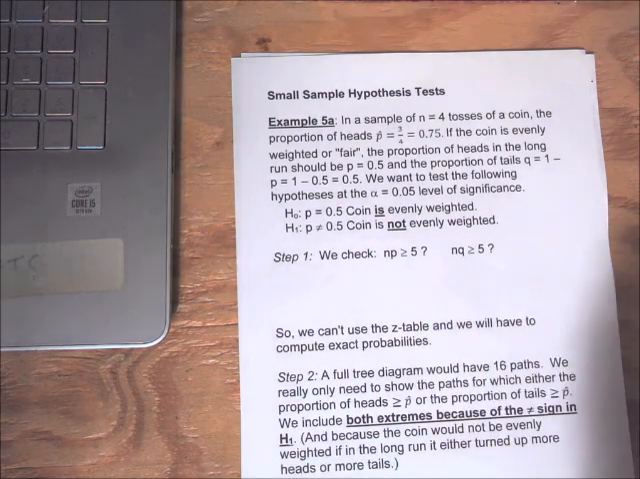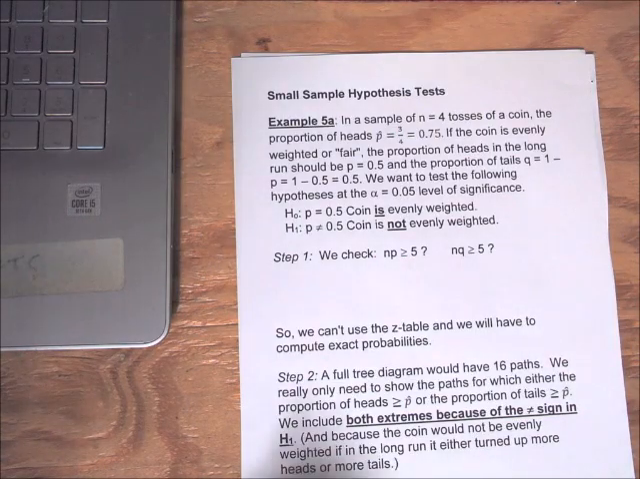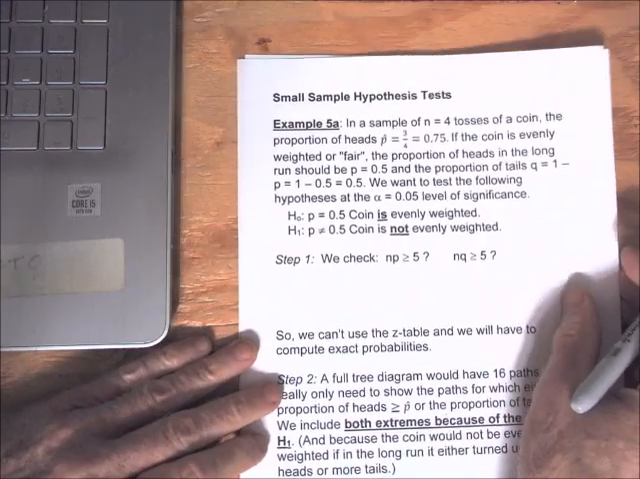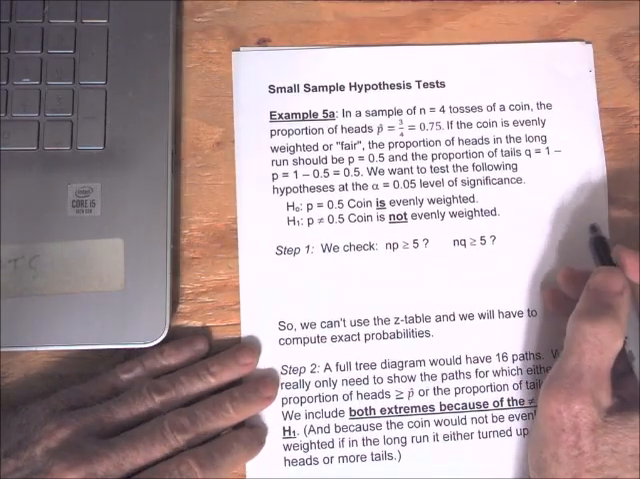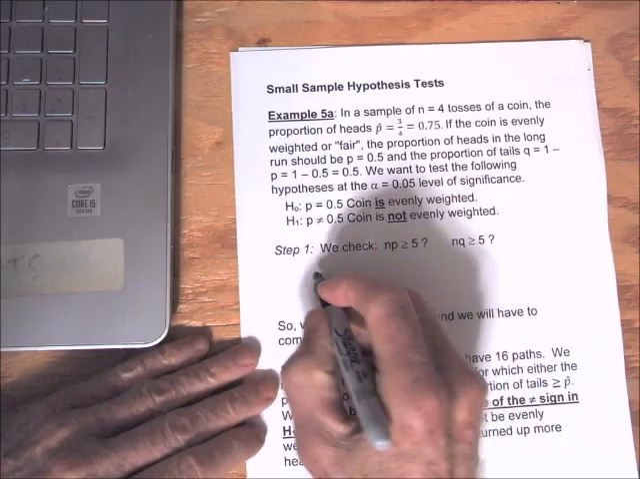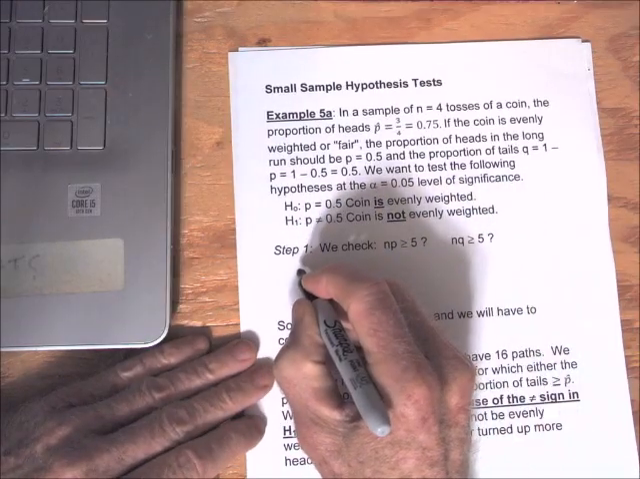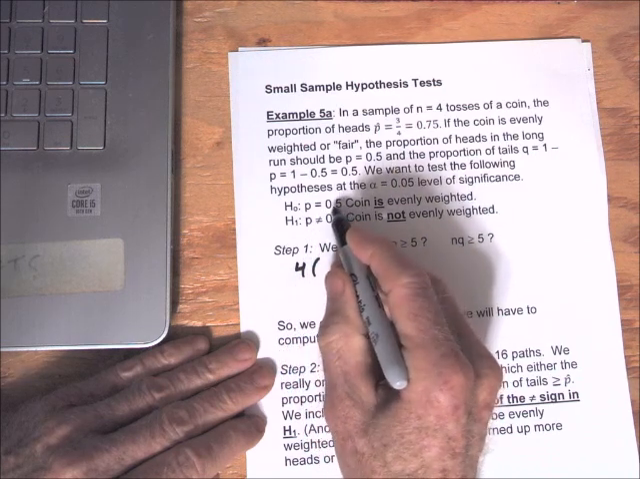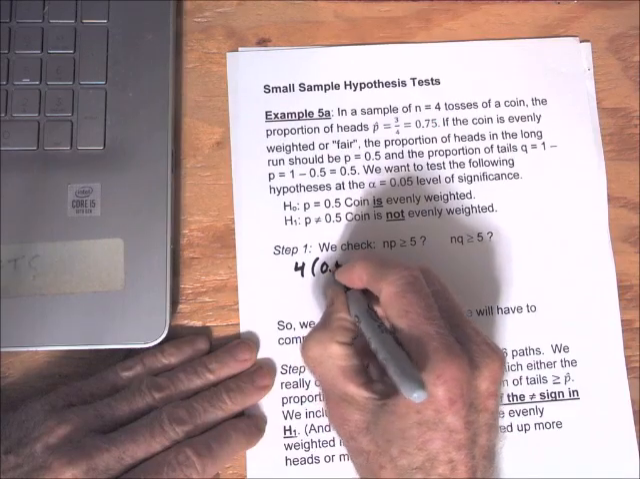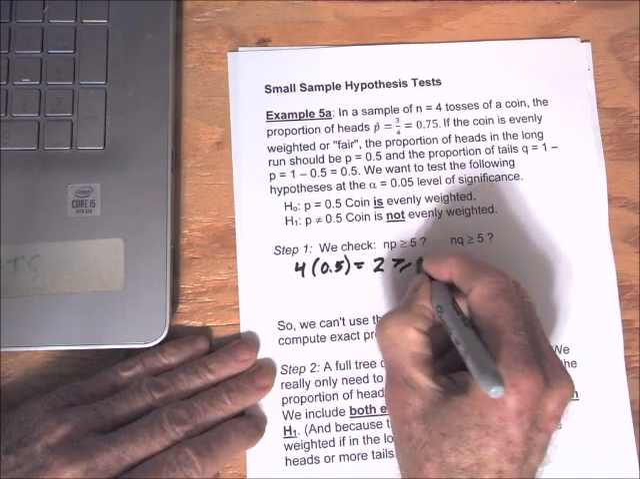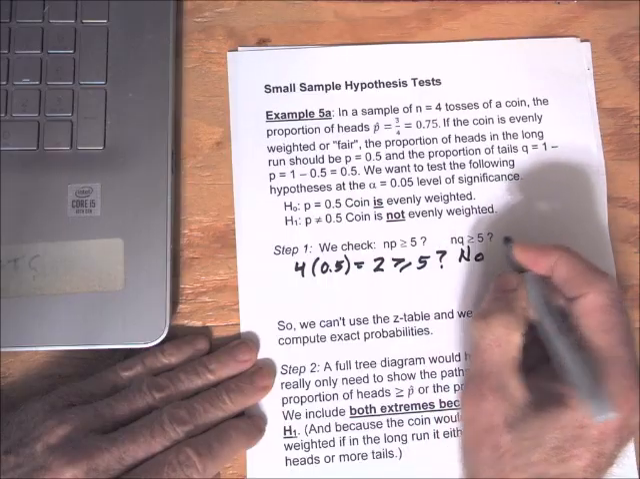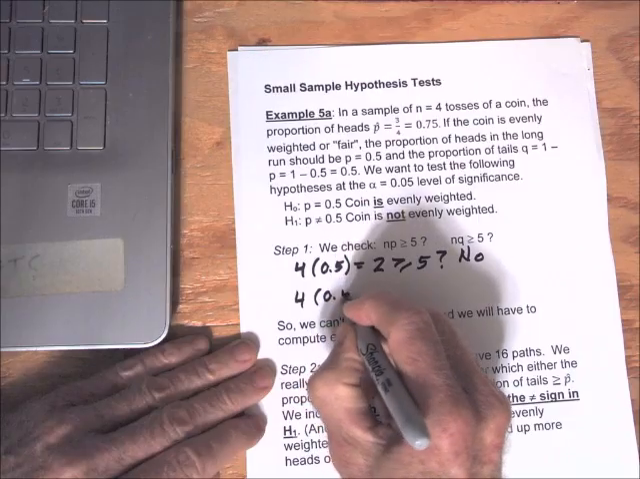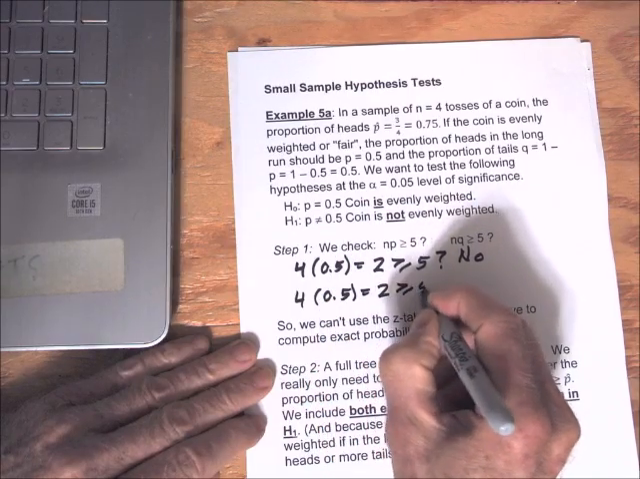Okay, so again we want to check that n times p and n times q are both at least 5. If so, then we can use the z table as kind of a shortcut. Otherwise, if not, we have to use exact binomial probabilities. So n times p: the sample size n is 4, p is the value of p if H naught is true, which is 0.5, and that's equal to 2, greater than or equal to 5, and that's a no. Okay, and then we can also compute n times q. q is also 0.5, so that's equal to 2, not greater than or equal to 5. That's a no.